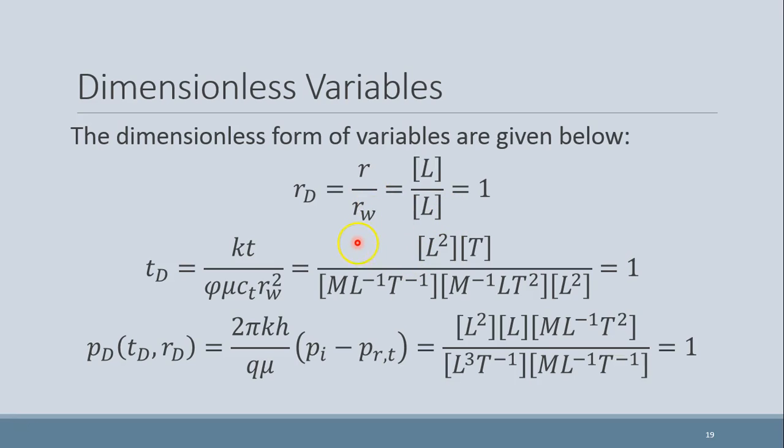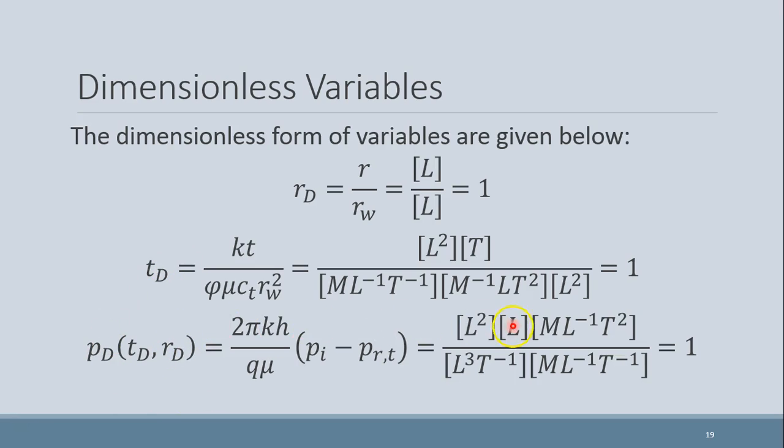In our dimensional analysis discussion, we have shown how these dimensionless variables are derived, which are RD, which is equal to R by RW, where RW is the wellbore radius. You can see their dimensions are equal to 1, meaning their dimensions are basically M to the power 0, L to the power 0, and T to the power 0, which is equal to 1. So we have derived RD, TD and QD.